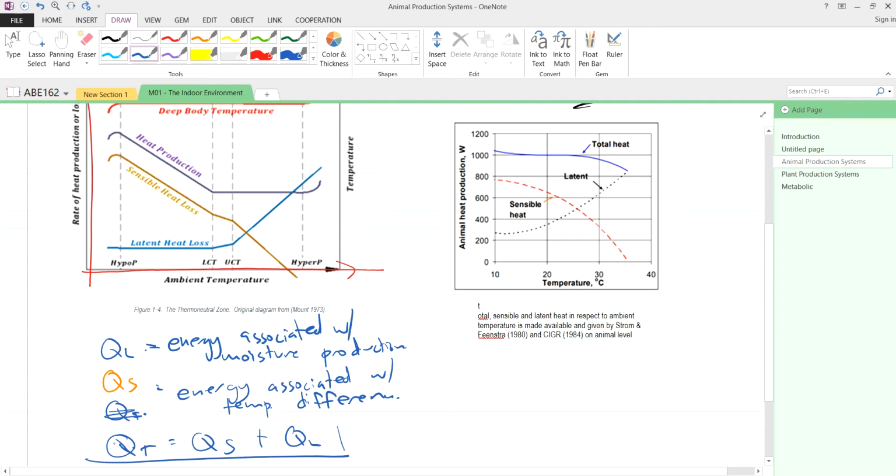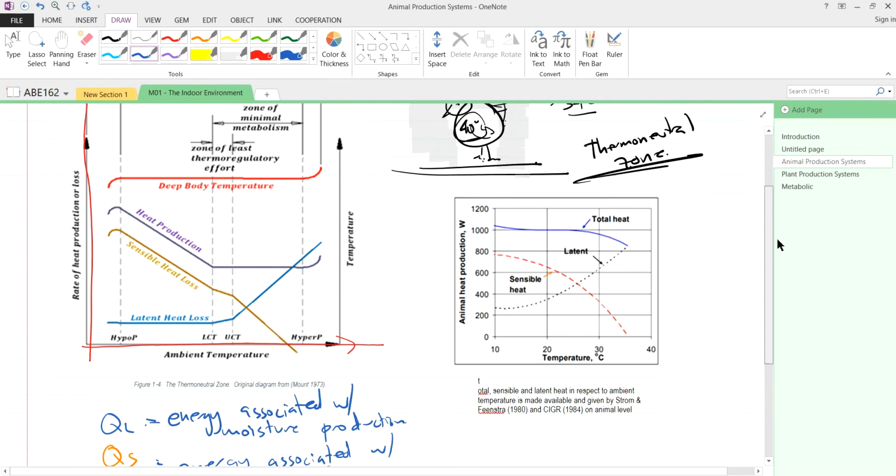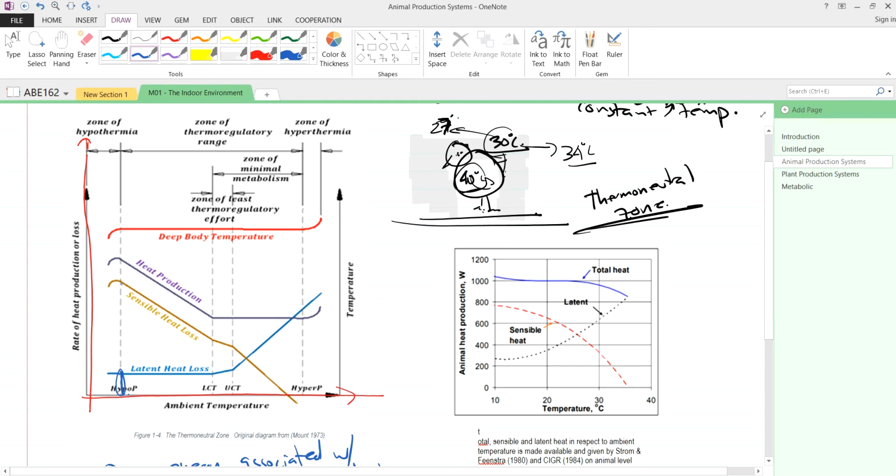Right, so again, latent heat is the energy associated with moisture production, and sensible heat is the energy associated with the temperature difference. The total heat production is simply the sum of the two. That means if we add this magnitude to the height of the sensible heat, we get this value. And here, the red curve is the deep body temperature, so it's constant, right?